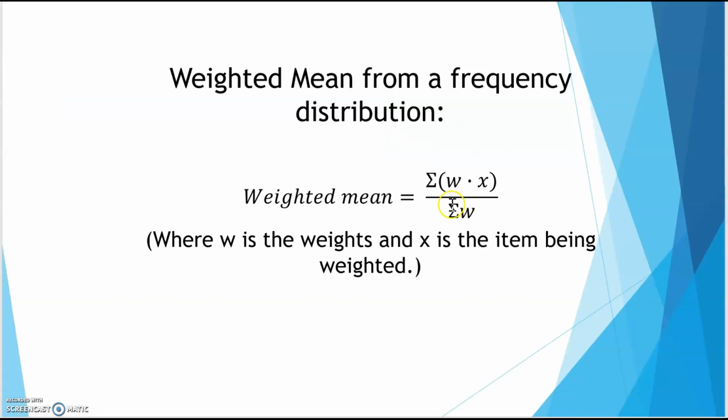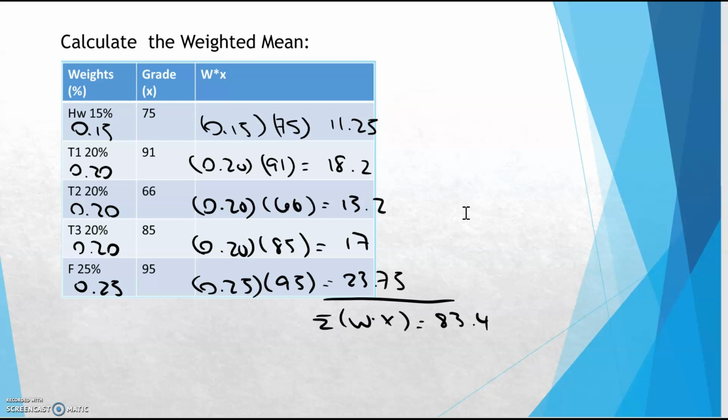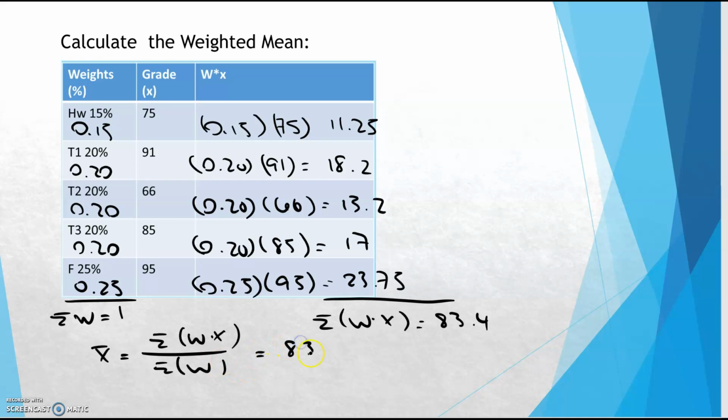The last thing we need to do is add up all of our weights as a decimal, not as a percentage. So the summation of our weights is going to give us 1. And then we just simply divide these two numbers. So our mean will be the summation of W times X divided by the summation of W, or 83.4 over 1, which will just be itself. Okay, so that would be your grade at the end of that semester based on these weights and these grades. So that's a full semester.